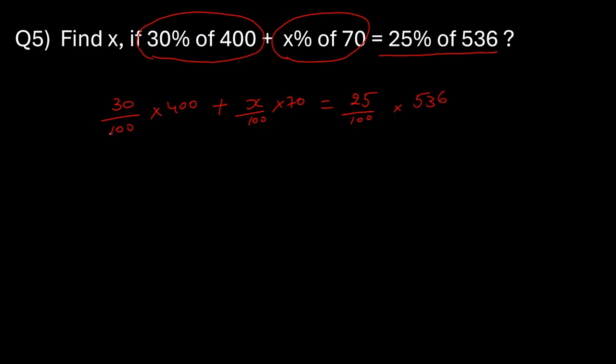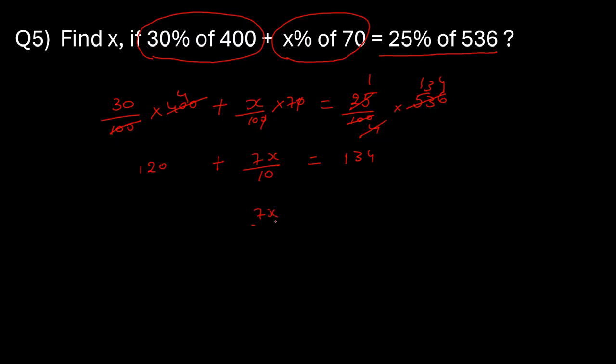Here we have cancellations, 100 ones, 100 fours, 30 into 4, 120 plus, I'll cancel this 0 and this 0. I was left with 7x by 10, that is equal to 25 ones, 25 fours, 4 ones, 4 3s are 12, 4 4s are 16. It is 134.